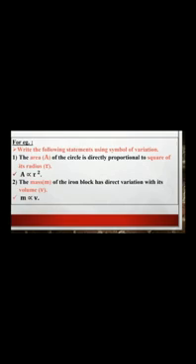Now here children, you have to see how to write the following statements using the symbol of variation. The first example, the area. For area, they have given the variable A. The area of the circle is directly proportional to the square of its radius. For radius, you have to use the variable R. Square of radius means R square. Correct.